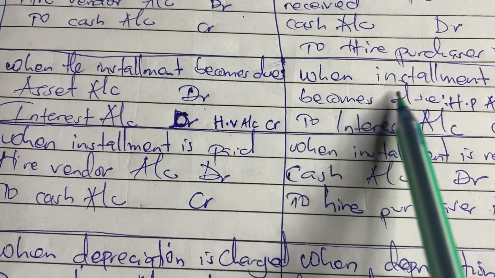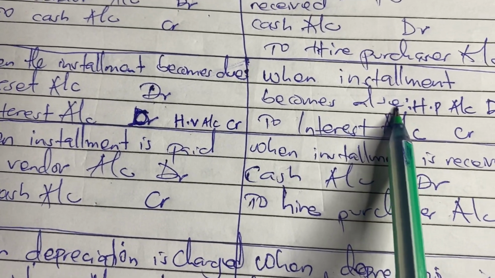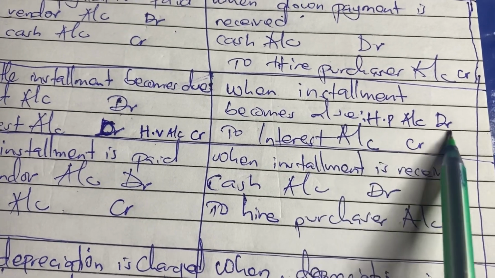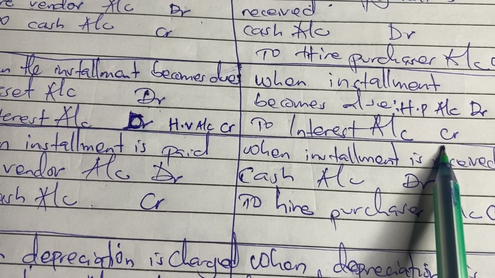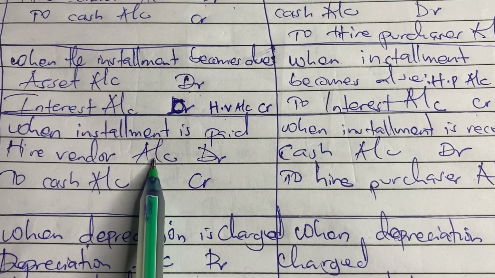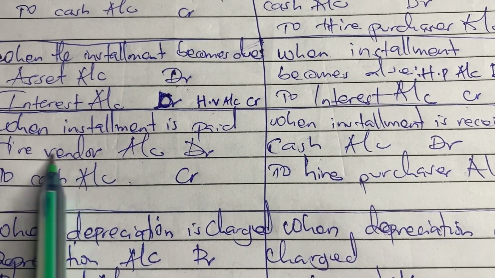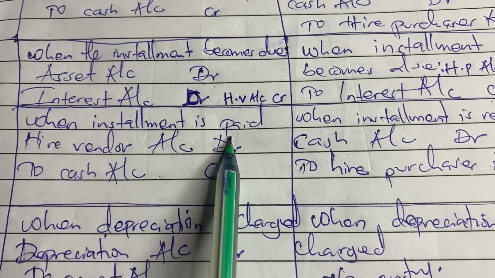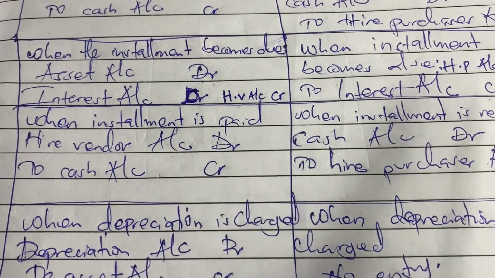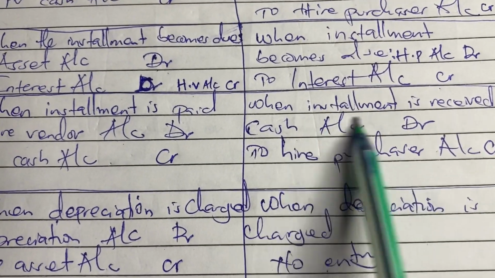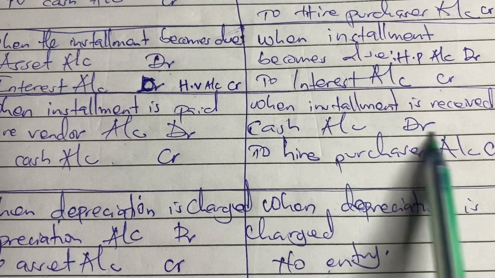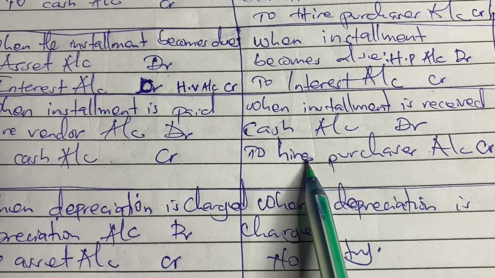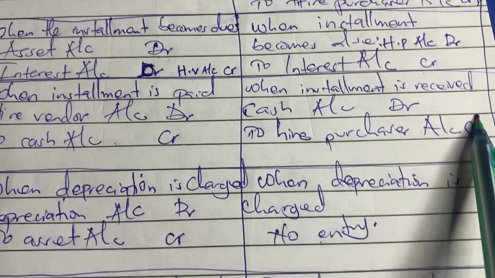Then when the installment becomes due in the books of the hire vendor, we debit the hire purchaser's account and credit the interest account. Then when installment is made, we debit the hire vendor's account. Since what they're demanding is reducing, we debit the account and credit the cash account since cash is going out. Then when installment is received on this side, cash is coming in, so we debit the cash account and the debt is reducing that they're demanding from the buyer, so we credit the hire purchaser's account.